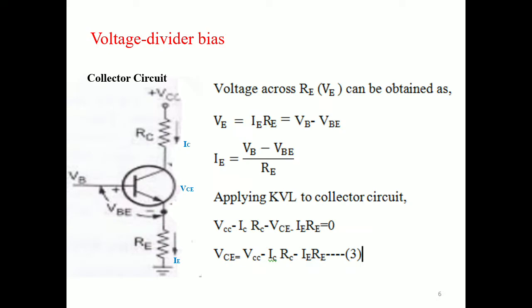Next, if you go for the collector circuit, let us consider the collector circuit as shown in this figure. The voltage across RE, VE, can be obtained as VE is equal to IE RE, which is equal to VB minus VBE. So your emitter current is equal to VB minus VBE divided by RE. Apply KVL to the collector circuit. We have VCE is equal to VCC minus IC RC minus IE RE.